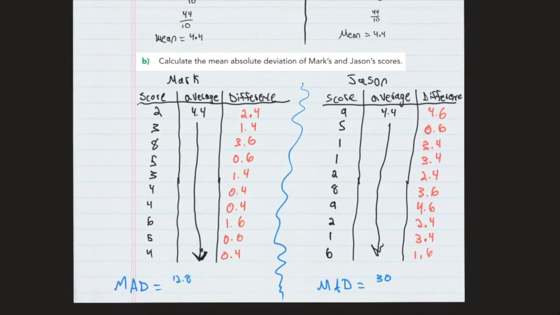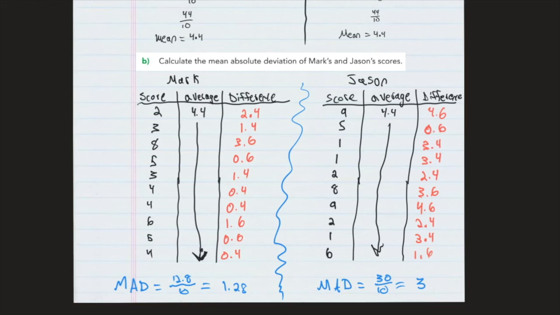All right, so we've both finished our table, and we're trying to calculate the mean absolute deviation for both. So when I add up all of these numbers, I got 12.8. And then to find that average, I divide by 10. So 1.28 would be Mark's mean absolute deviation. And then the same thing for Jason. I added all of those up, and I got 30 divided by 10. And again, I'm dividing by 10 because there were 10 numbers, and I get 3. So for Jason, it's 3, and for Mark, it's 1.28.